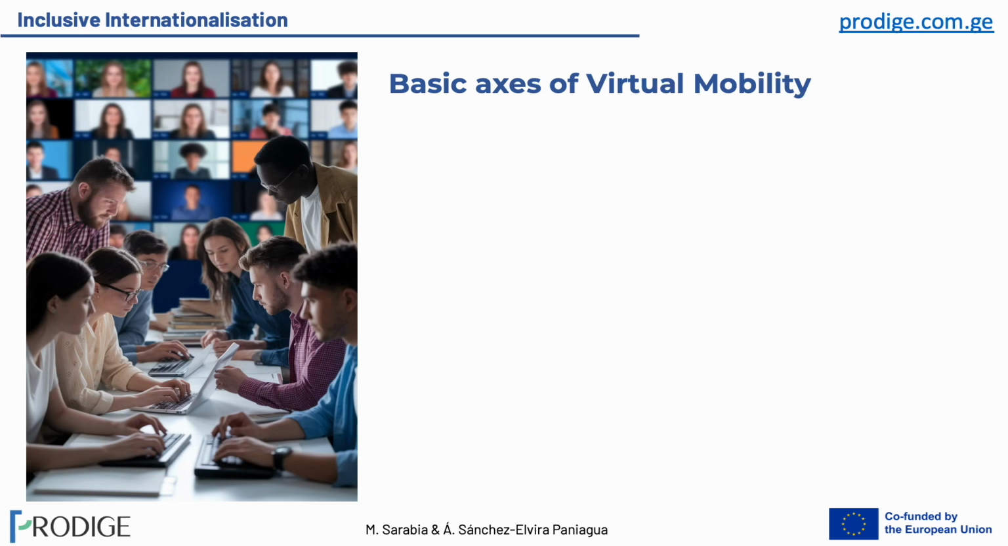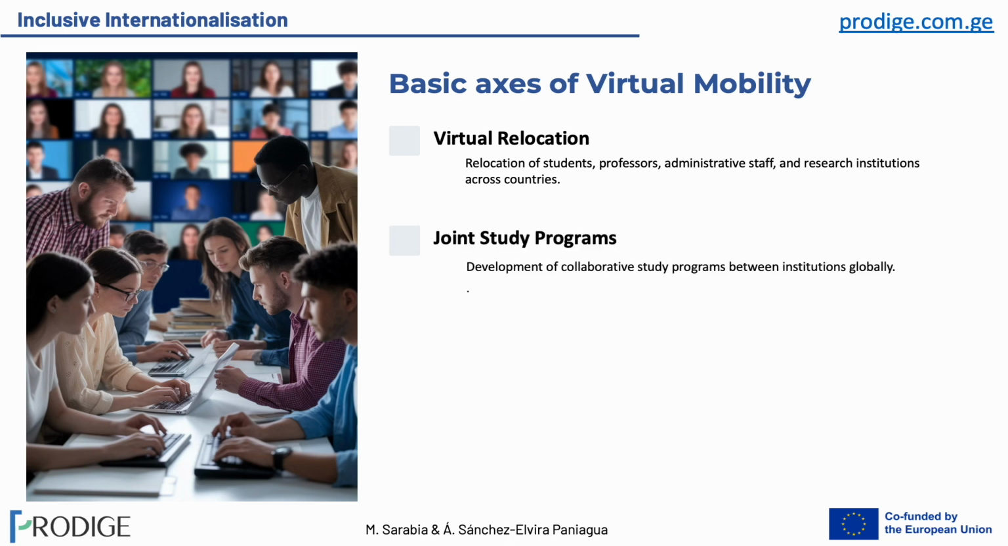When we think about the four basic dimensions of virtual mobility, we can identify key aspects transforming higher education globally. First, there is the virtual relocation of students, professors, administrative staff, and research institutions across countries. This allows for seamless connections and exchanges regardless of geographic boundaries. Next, we have the development of joint study programs. These programs bring together students and faculty from different institutions, creating opportunities for collaborative learning and shared academic experiences globally.